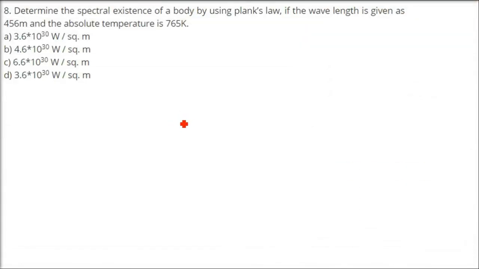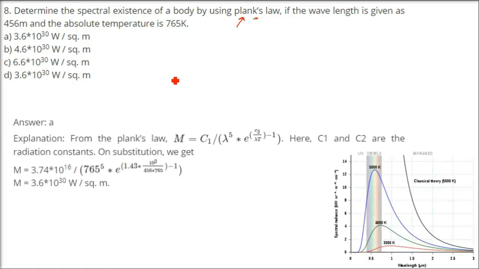Determine the spectral exitance of a body by using Planck's law, if the wavelength is given as 456 meter and the absolute temperature is 765 Kelvin. So we are going to apply Planck's law for this. Planck's law for this particular question is M equals C1 divided by lambda to the power 5 into e to the power C2 by lambda T, raised to the power minus 1. In Planck's law, C1 and C2 are radiation constants, so we don't have to worry about this. Lambda is also given, 456 meter, and temperature is also given, 765. You just put it here.